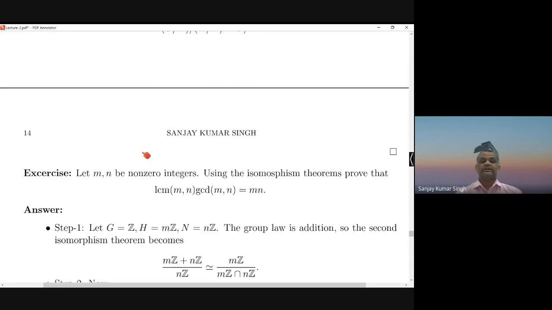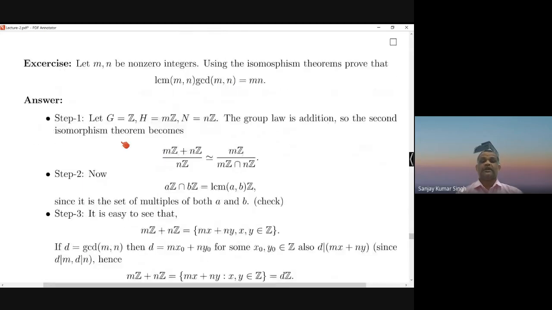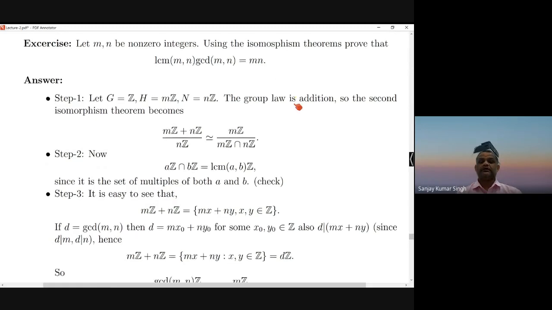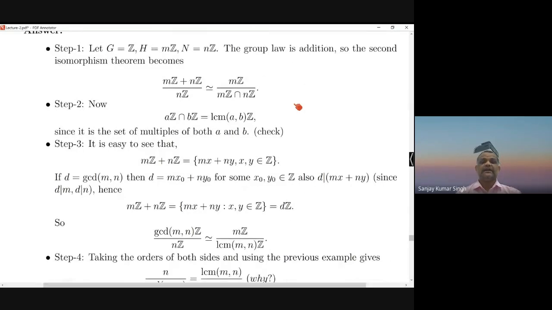So now I will state one application of these isomorphism theorems, which we have already seen in our school days. If you have two non-zero integers m and n, then prove that the LCM of m and n, multiplied with the GCD of m and n, is the same as the product of these two numbers. So how to prove this theorem using the isomorphism theorems we have done? The key idea is like this. You take G equal to Z, H equal to mZ, N equal to nZ.